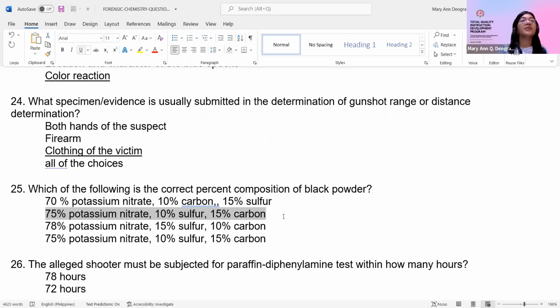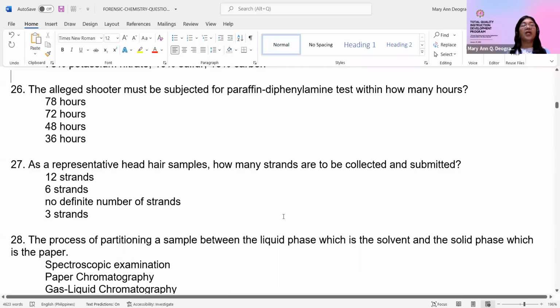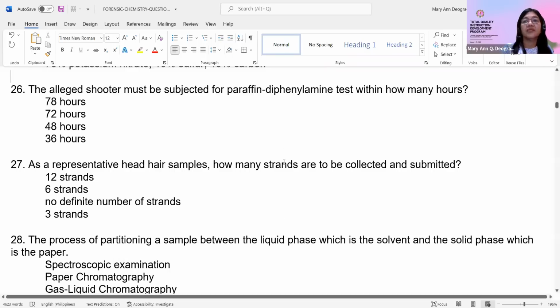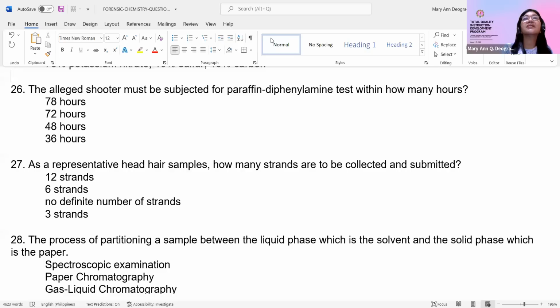Okay. How about number 26? The alleged shooter must be subjected for the DPA paraffin test within how many hours? Sagot. Ano sagot niyan, guys? Letter B. Yan. So, nakuha niyo yun. Letter B.